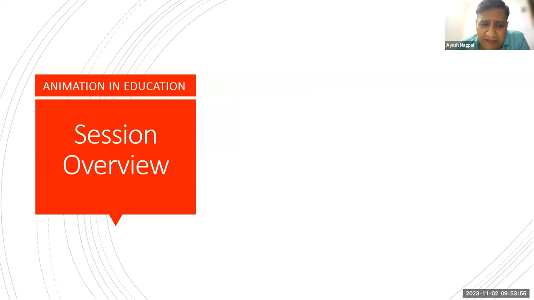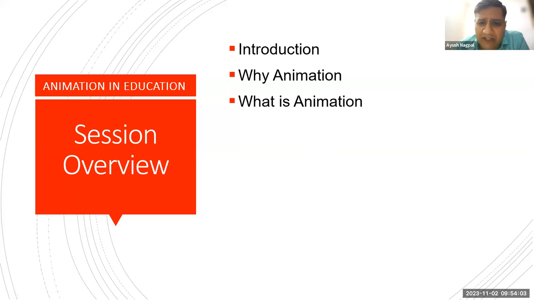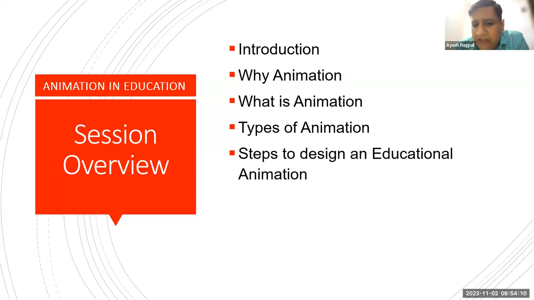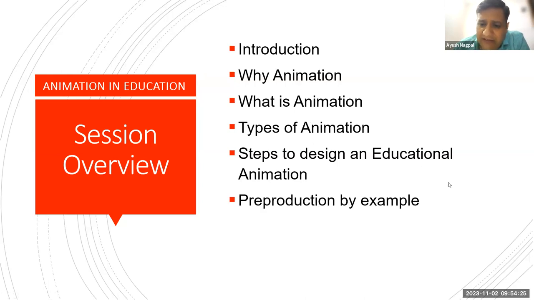The things that we'll be talking about in the session are a brief introduction to animation. We'll be talking about why animation is required. We'll be understanding what animation is, different types of animations, and then we'll be covering how the science of animation can be used for an educational purpose. This is going to be very useful for you. And then there are different stages when we are making a film or an animation. So we'll be taking one or maybe two examples if time permits, and we'll be going through how they were made. We'll be understanding storyboarding, shot taking, etc. And then we'll continue.